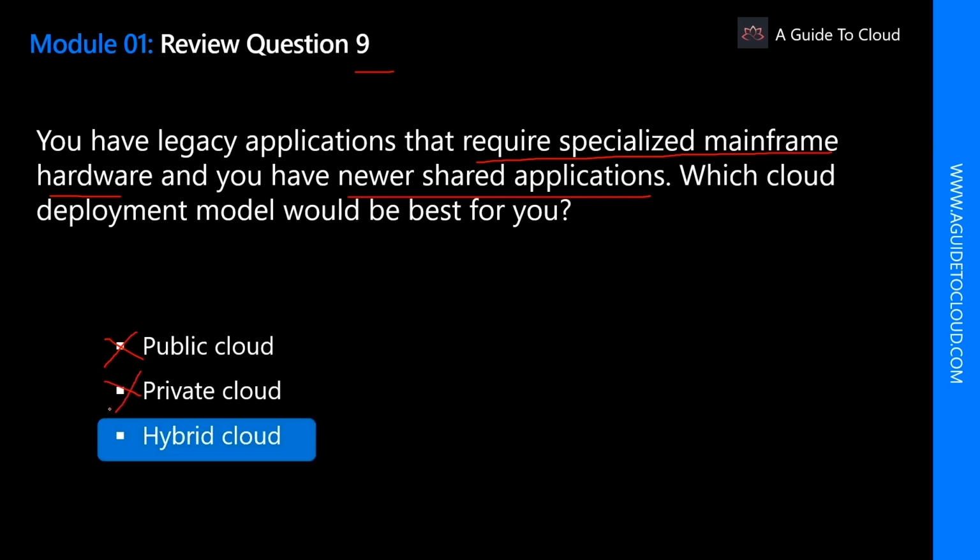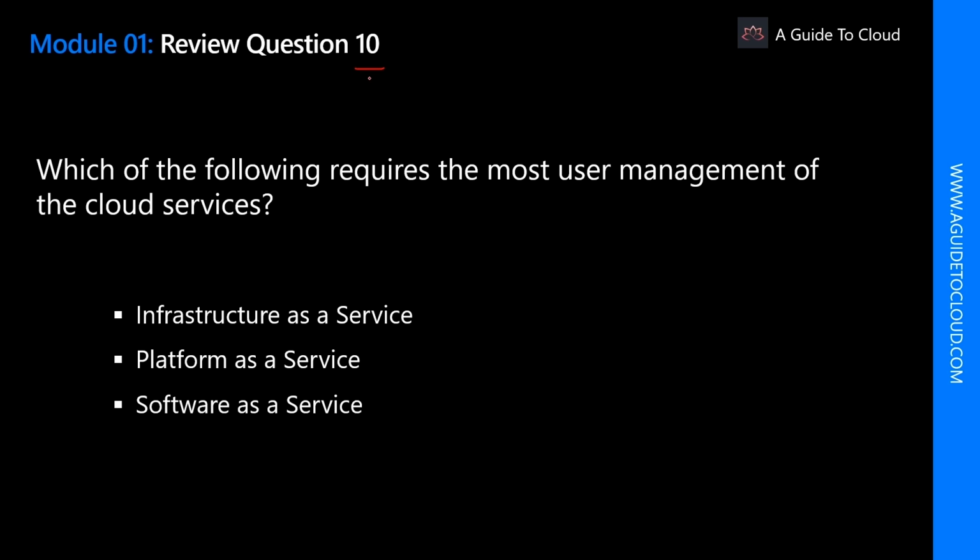So the right answer is hybrid cloud, because hybrid cloud is a public and private cloud combined. You can run the newer applications on commodity hardware you rent from the public cloud and maintain your specialized mainframe hardware on premises as well. Which of the following requires the most user management of the cloud services? The keyword is most user management. Is it IaaS? Absolutely right, because IaaS gives you more control and flexibility, but it comes at a price. You still have to maintain your operating system, update the patches, etc.